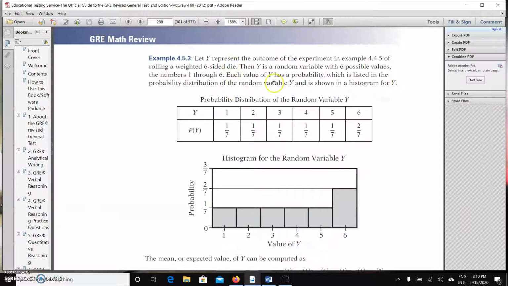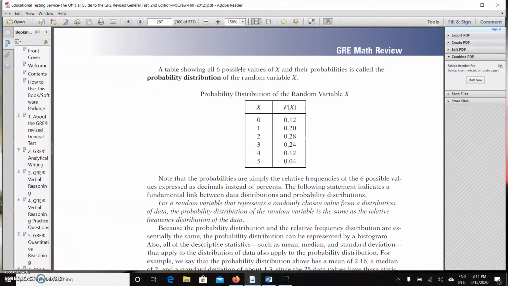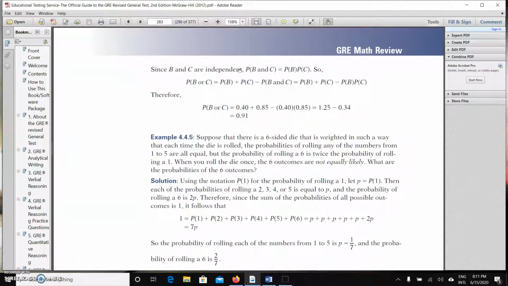Now this is another question, and we've done it before too, and I would like to refresh your memory. Let Y represent the outcome of the experiment in example 4.45 of rolling a weighted 6-sided die. In that example we gave an instance. Let me check back to show you 4.45. Suppose that there is a 6-sided die that is weighted in such a way that each time the die is rolled, the probability of rolling any of the numbers from 1 to 5 are all equal. The probability of rolling 6 is twice the probability of rolling 1.